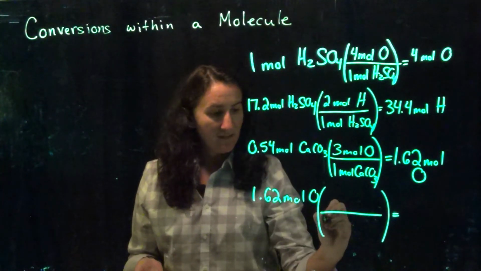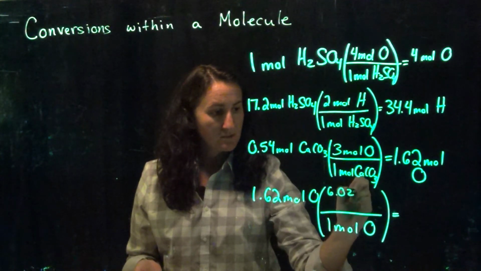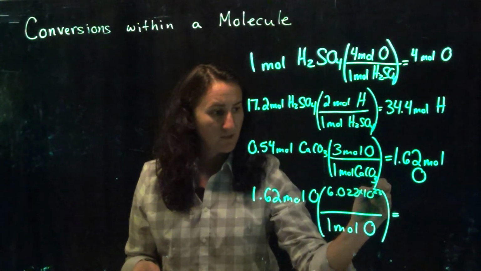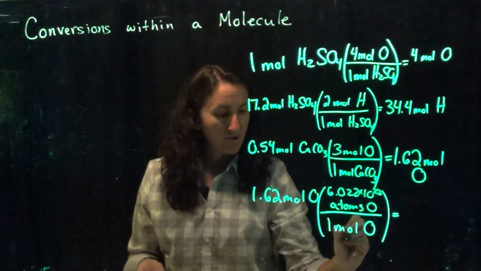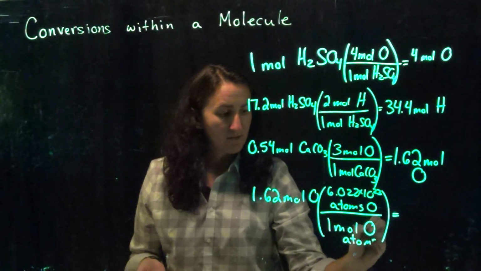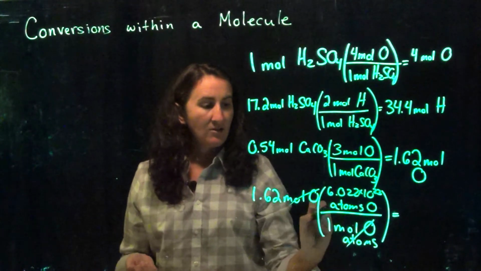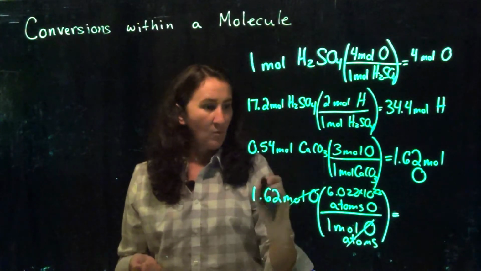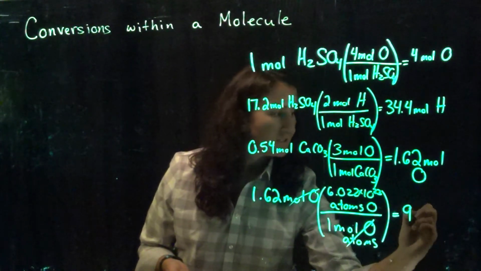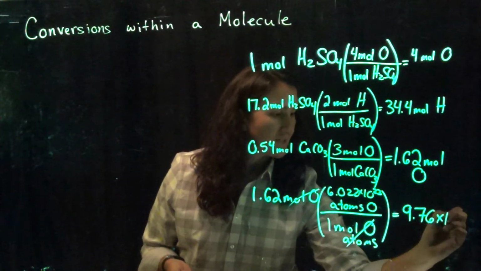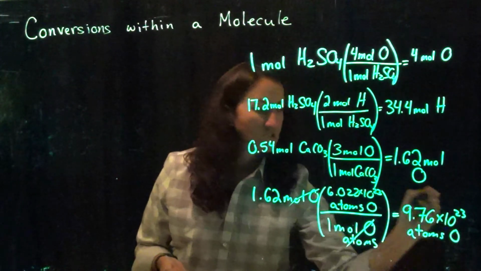So remember how we did that. Any 1 mole equals 6.022 times 10 to the 23rd. And I'm going to say atoms of O, and these are moles of oxygen atoms, so you could put that there if you wanted. Moles are going to cancel, and you're going to be left with atoms of oxygen. So 1.62 times 6.022 times 10 to the 23rd yields 9.76 times 10 to the 23rd atoms of oxygen.